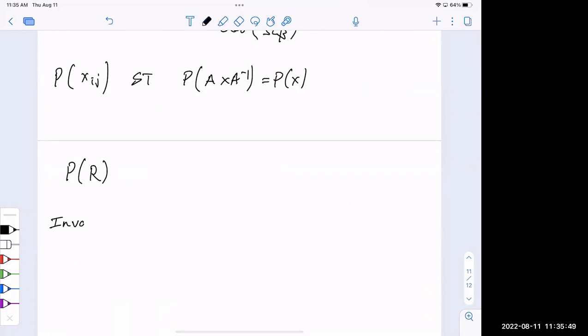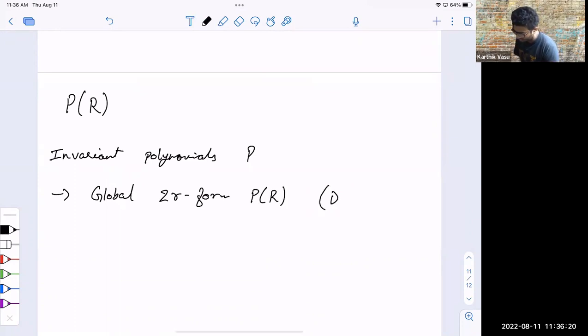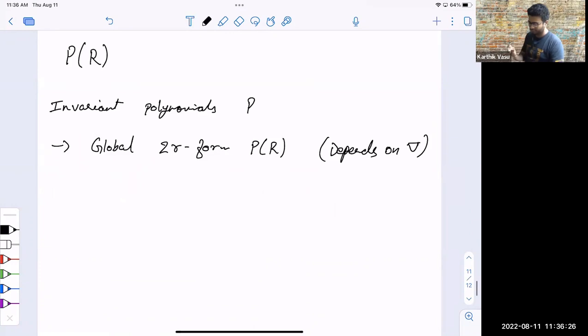So any invariant polynomial p will give me a global 2r-form, for some r. This depends on nabla. So this is a global 2k-form.